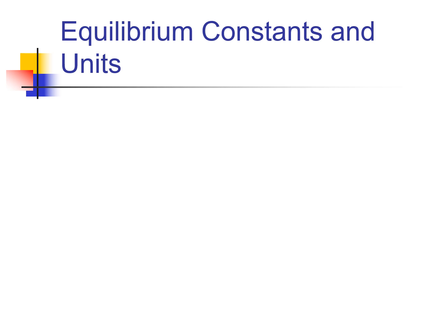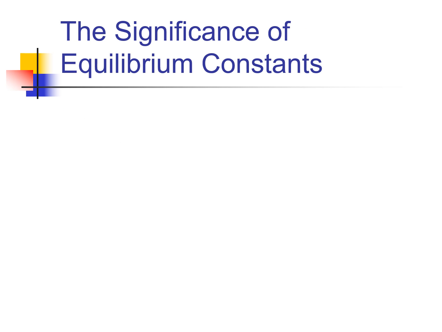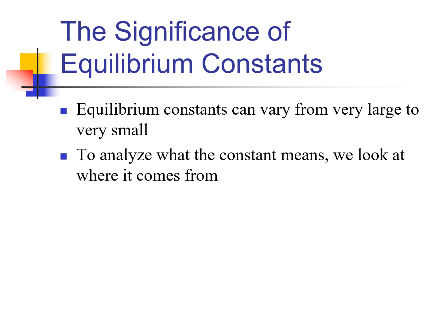Equilibrium constants and units. This is a little controversial. Your college professor may tell you otherwise, but the official party line from the AP board is that they do not have units. They're a ratio, no units, just a number, leave it at that. Now, what is the significance of the equilibrium constant? This is the key part. Equilibrium constants can vary from very, very large to very, very small, or just mediocre. They're all over the place.